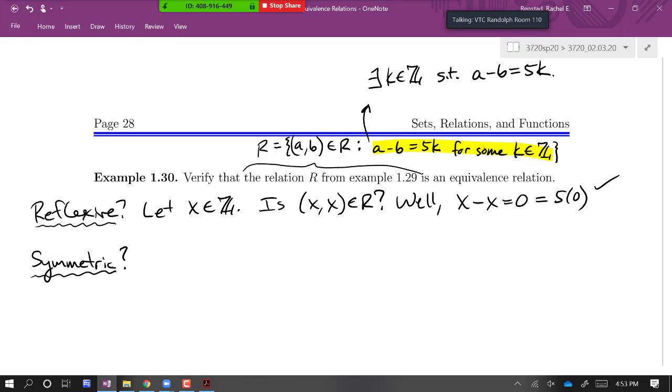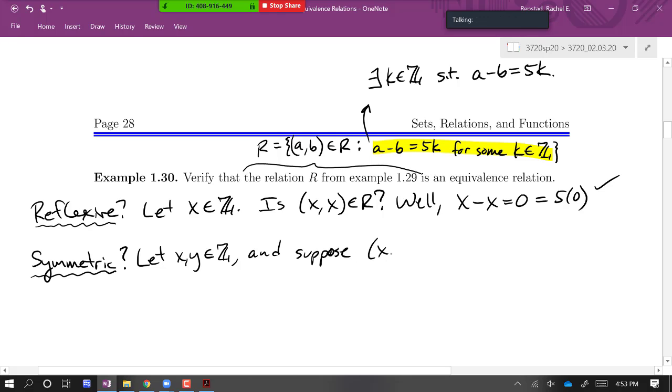If you're going to show something symmetric, you need to grab two arbitrary elements, because this has to do with being able to reverse the order of the relation. So we'll let x and y be elements of Z, and we suppose that x is related to y. We want to answer the question, is y related to x? This is the one we developed a hunch about on the last page. It looked like if we did the subtraction, all we would do is change the sign.